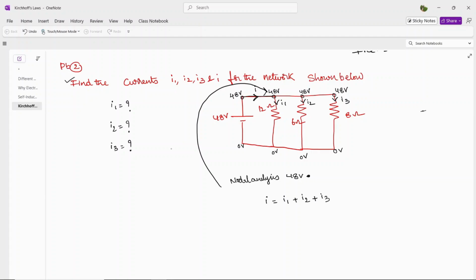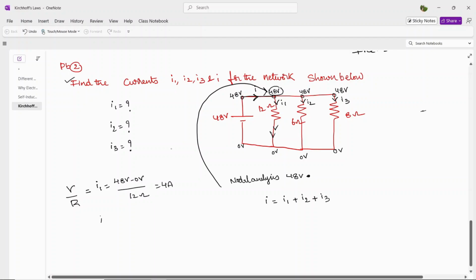So first let's try to find out I1, I2, I3. How to write down I1? I1 is equal to, so the current flows from high potential to low potential. High potential value is 48 volts. So 48 volts minus 0 volts divided by R. What is the value of R? 12 ohms, because the formula for current is V by R. So 48 volts minus 0 divided by 12 ohm is 4 amperes.